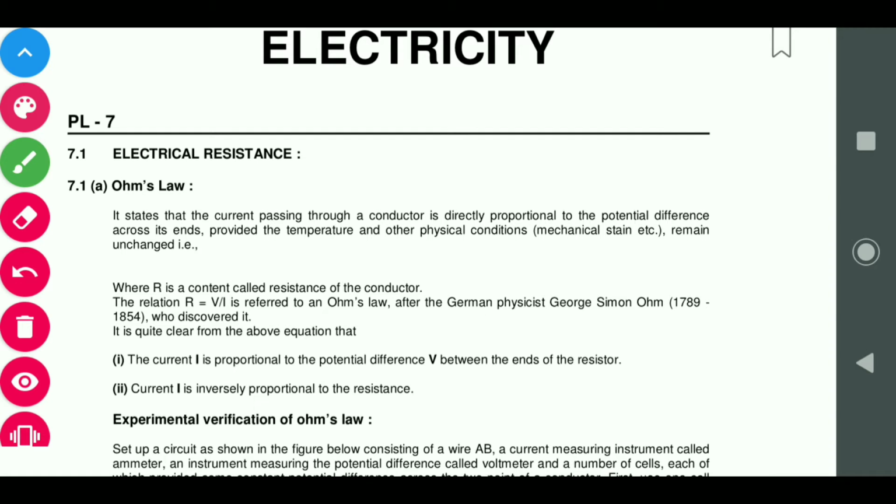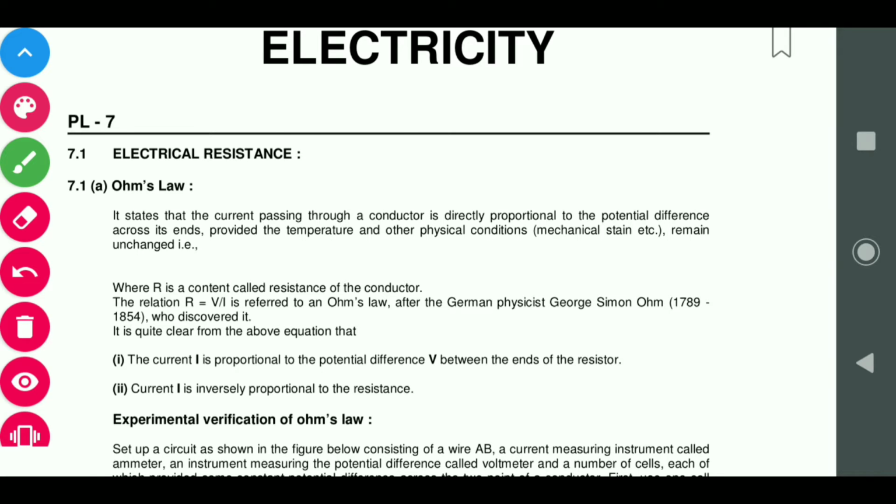In this video, we are going to continue our discussion of electricity. The last thing that we discussed in electricity was Ohm's law. Ohm's law states that if a current is flowing through a conductor, it is directly proportional to the potential difference across it, provided the physical conditions are the same, that is temperature and other physical conditions.